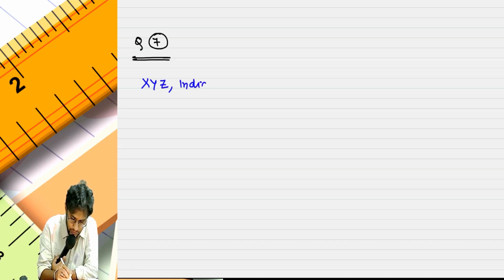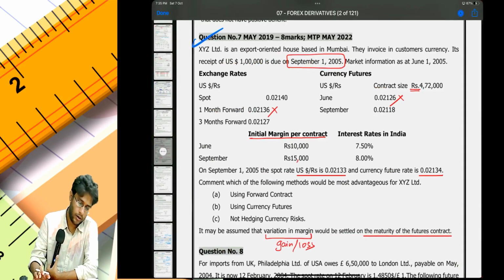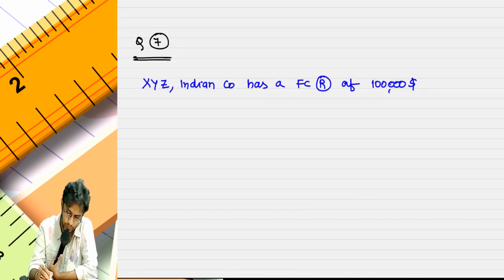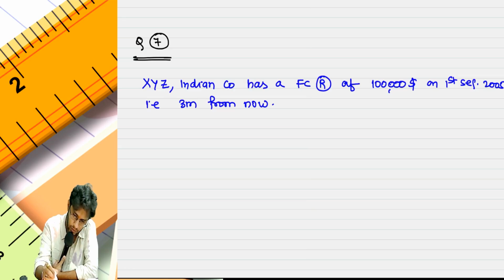XYZ, an Indian company, has a foreign currency receivable of $1 lakh on 1st September 2005. That is 3 months from now. First we'll finish off the easy one.